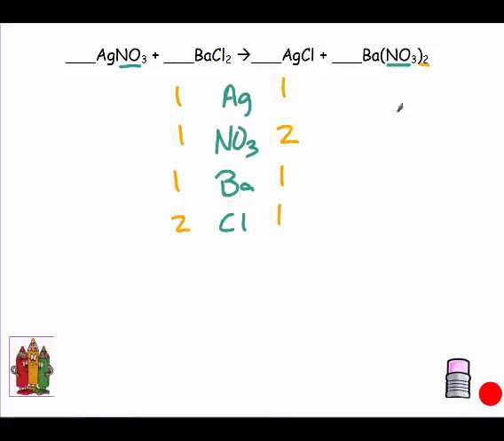If I want to fix nitrate, I just need to put a 2 here. It's going to give me 2 silver and 2 nitrates. So now my silver and my chlorine are messed up. But I can just put a 2 here, 2 silver, 2 chlorine. Notice that now it's balanced, and that's probably much easier than listing out all of our elements.